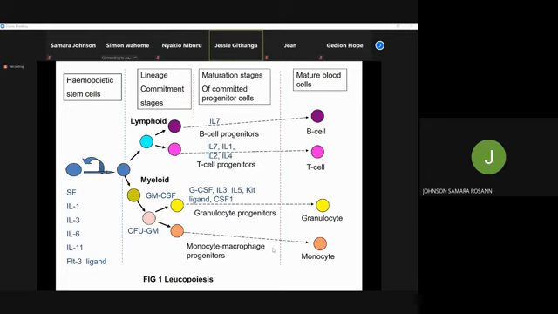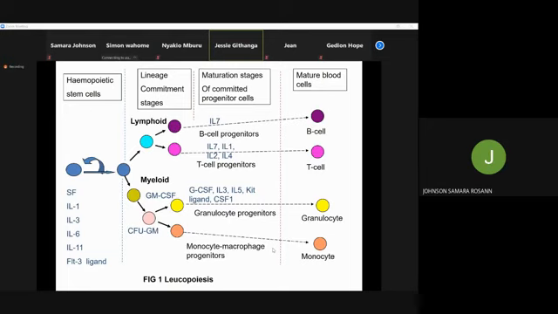For the myeloid, granulocyte macrophage colony stimulating factor, or GM-CSF, is important. And this will encourage the cells to mature along the granulocyte and macrophage lineage. And these cytokines, including interleukin 3, 5, KIT ligand, and CSF1, will cause the granulocyte progenitors to multiply and as well mature till you get the mature granulocyte.